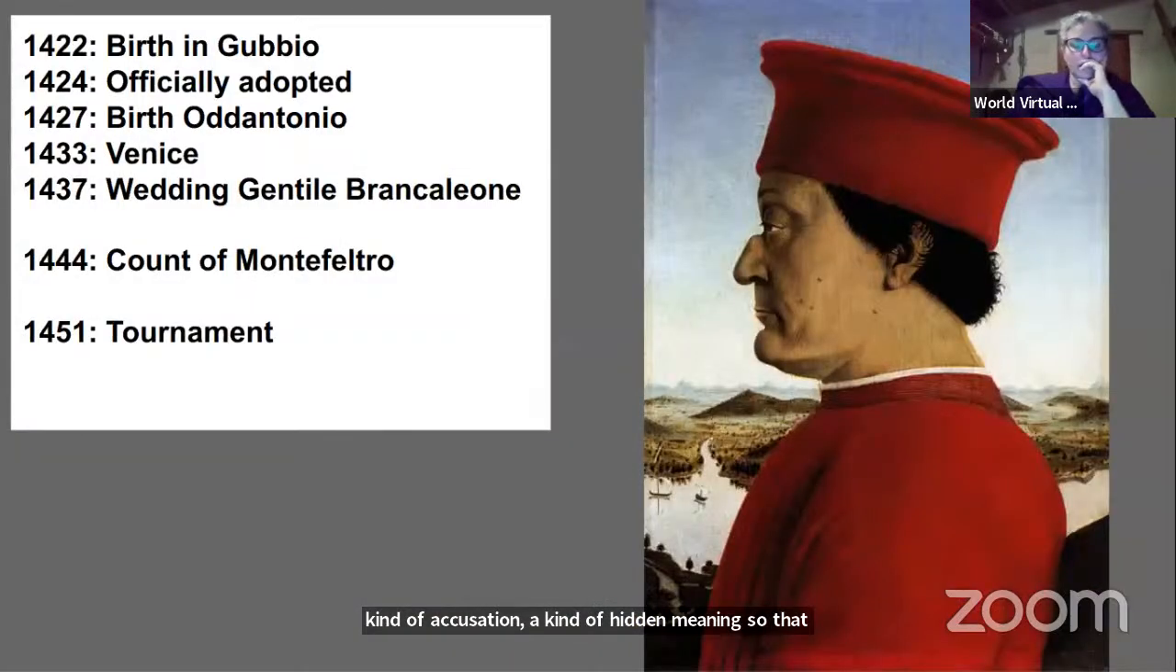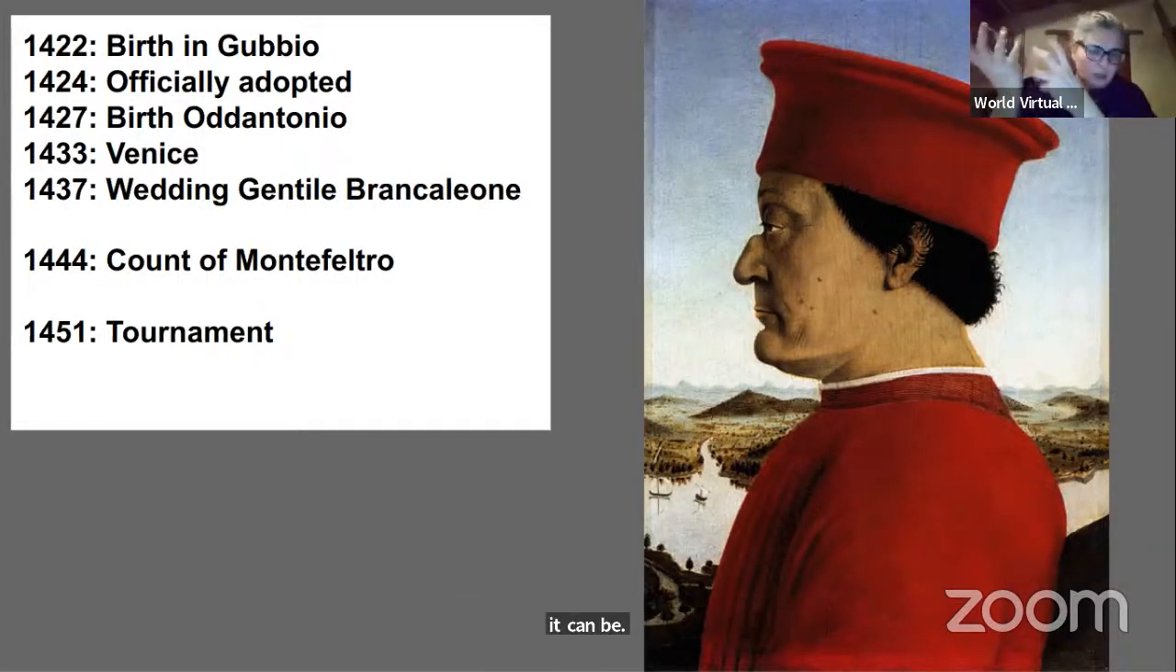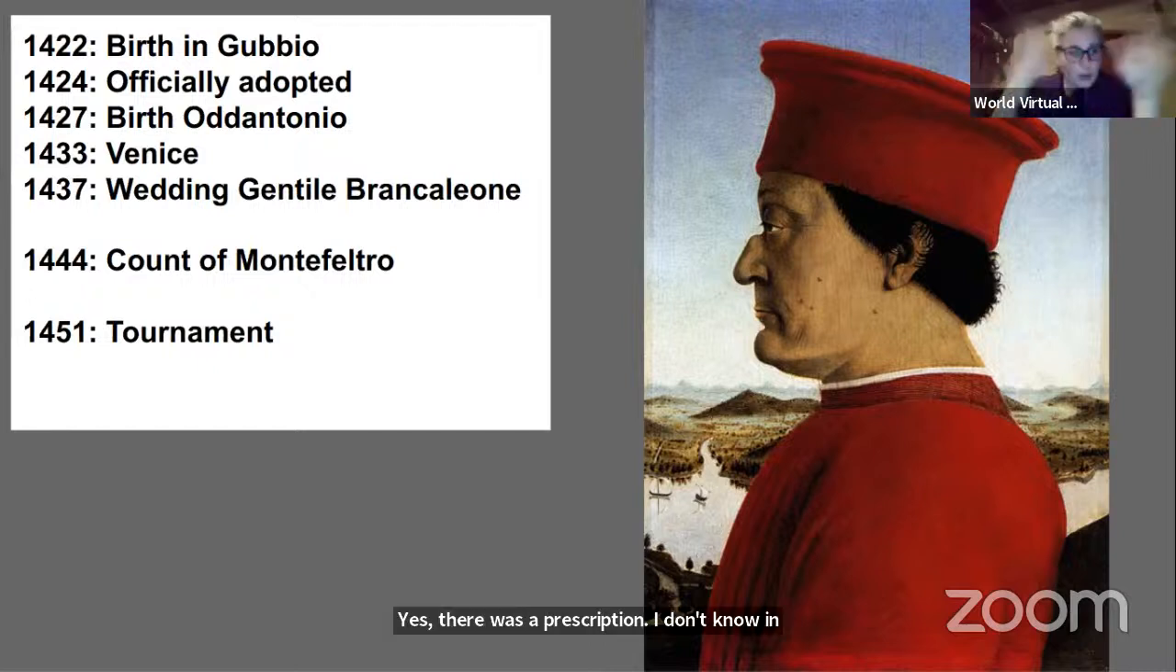But who knows? In 1444, he becomes the Count of Montefeltro, but he will have to wait 30 years before he becomes a duke. Now, 30 years in Roman law is the time of prescription. So if you murder someone, after 30 years there is a prescription. I don't know how you say it in English, but that means that then you can forget it.